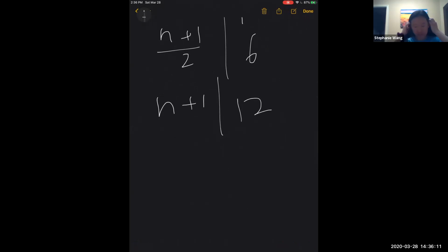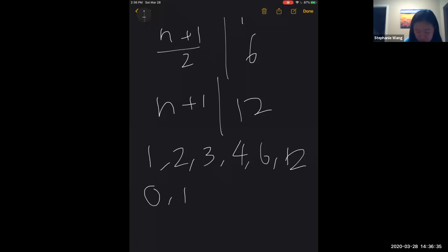So let's think about it. What are the numbers that can possibly divide 12? 1, 2, 3, 4, 6, and 12 can all divide 12. So that's 6 numbers that can possibly serve as n plus 1. But we're trying to find n, not n plus 1, so we subtract 1 from each of these for n. So 0, 1, 2, 3, 5, and 11.